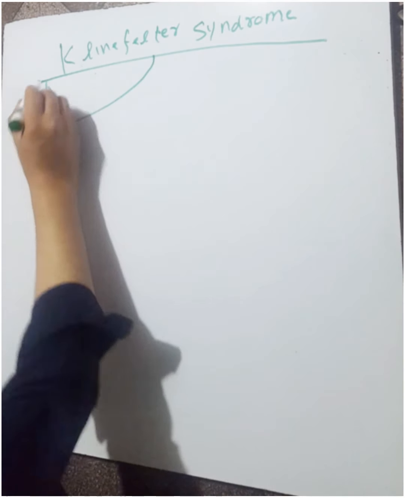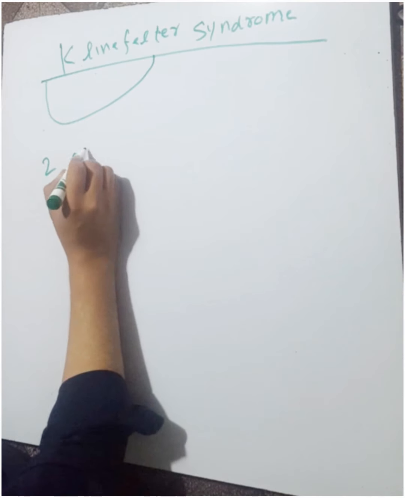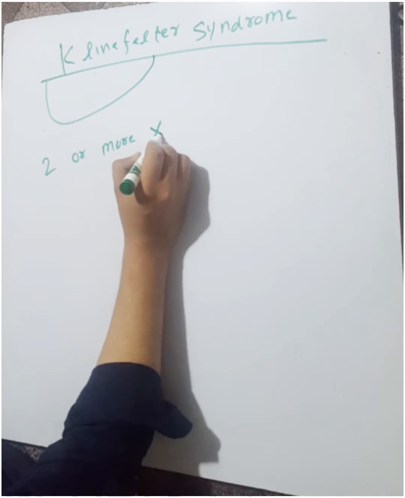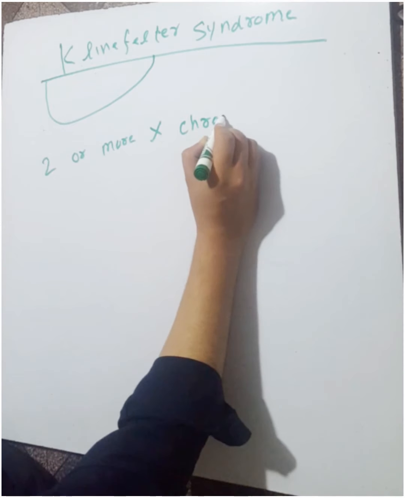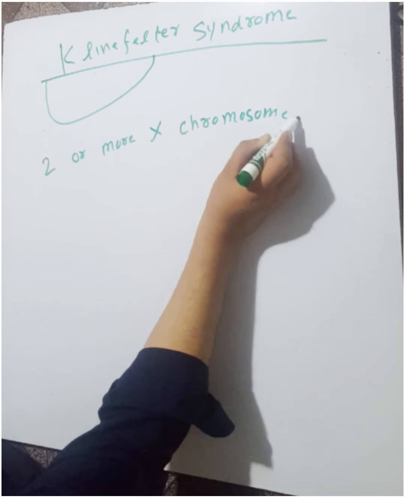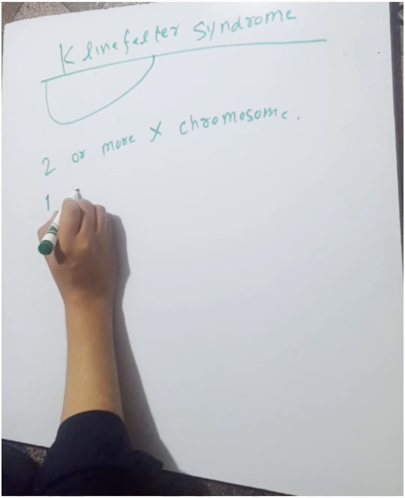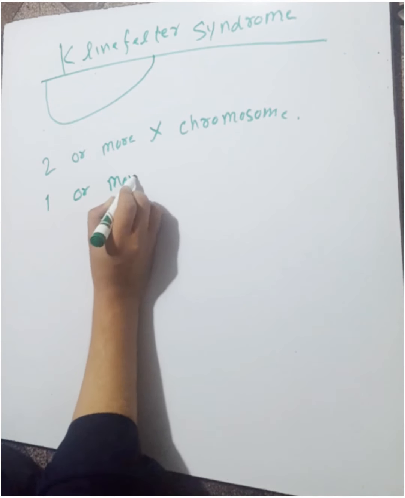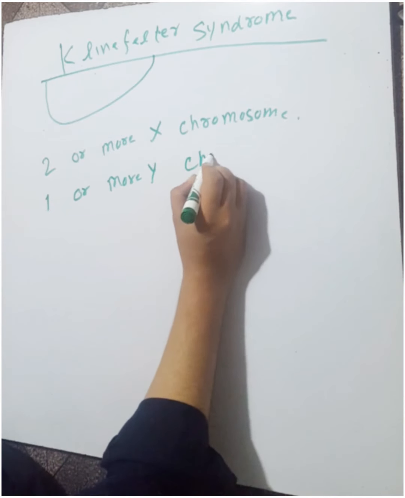What is Klinefelter syndrome? Klinefelter syndrome is defined as male hypogonadism that occurs when there are two or more X chromosomes and one or more Y chromosomes.